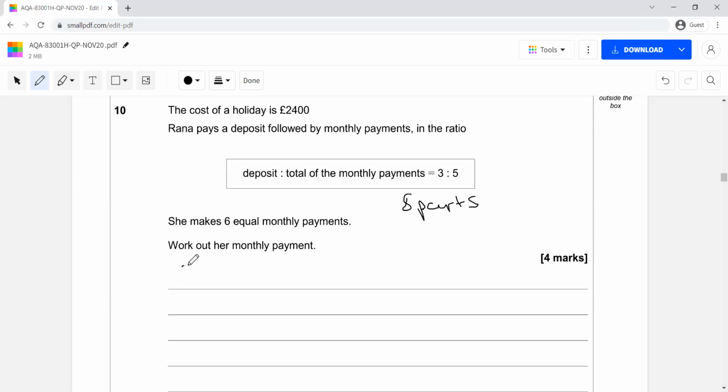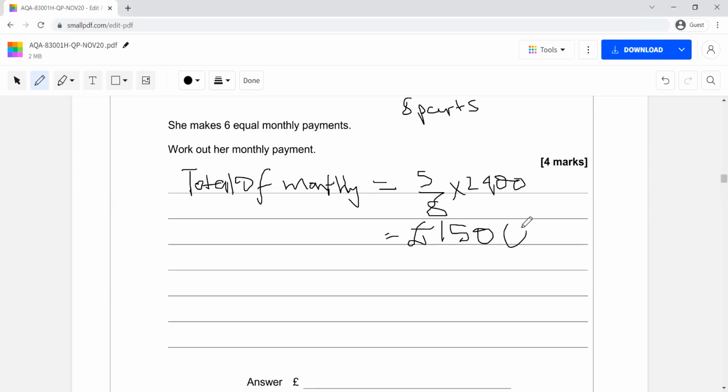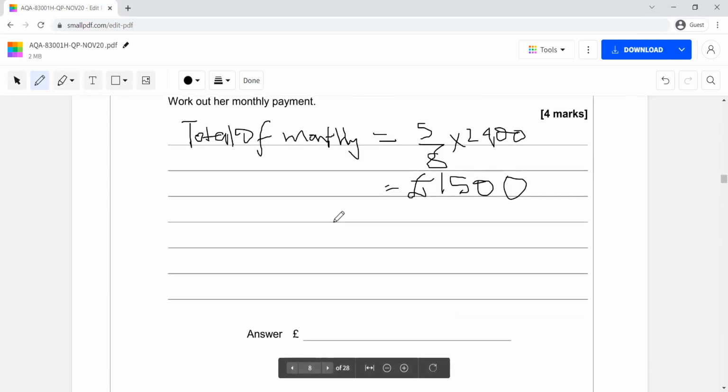The total of the monthly is 5/8 of 2,400, because the ratio is 3:5. So we do 5/8 of 2,400, which should give you 1,500, because 2,400 divided by 8 is 300, and 300 times 5 is £1,500. So he pays £1,500 over 6 months.